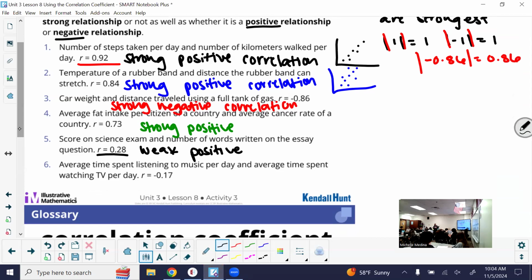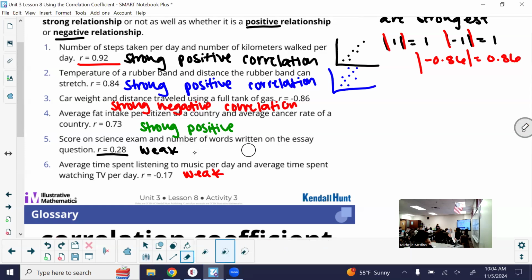So table 3. Average time spent listening to music per day and average time spent watching TV per day. The R value is negative 0.78. Strong or weak? Weak. Because it's closer to, well, the absolute value is closer to 0 than it is to 1. And table 4, positive or negative? And I wrote the wrong number. I wrote the wrong phrase there. What do you guys think? And number 5, that was, oh, no, it's positive. I'm crazy. Okay, table 4. For number 6, is that positive or negative?